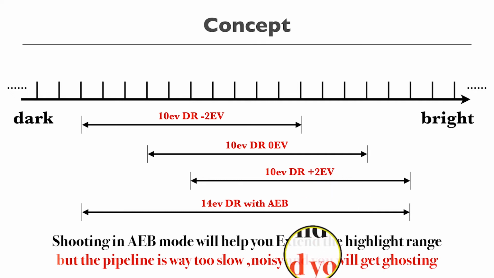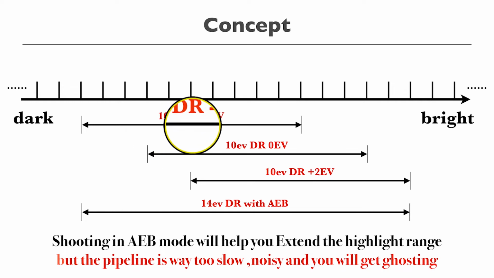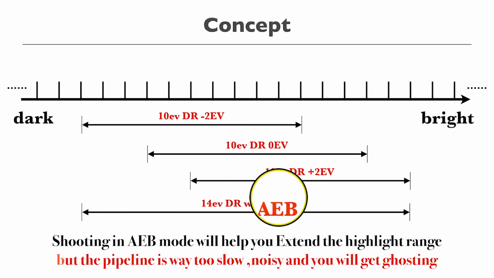But the pipeline is way too slow. It's shooting in the traditional burst mode. It's shot one by one. And this is a single shot. It's not the DNG8 mode. So maybe you have three individual DNGs, which is -2, 0, and +2. Although you have a 14 EV dynamic range with automatic exposure bracketing, the pipeline is way too slow if it takes you a lot of time.